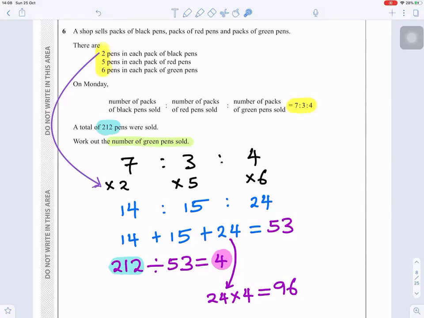And what you do is 212 divided by 53, it gives you 4. So you multiply 24 times 4, it gives you 96. So you first of all work out 7 times 2, 3 times 5, 4 times 6. And then you add them up, it gets 53. And 212 divided by 53 gives you 4. And 24 times 4 is 96.